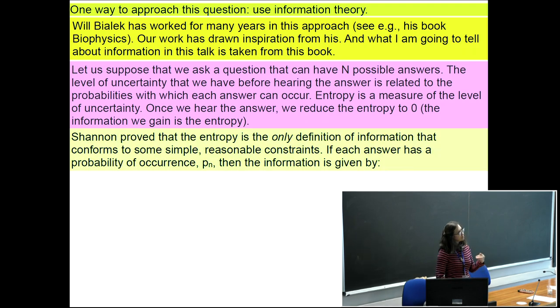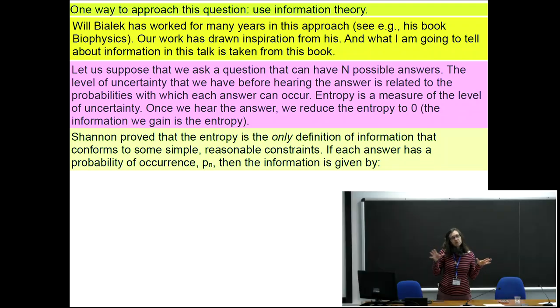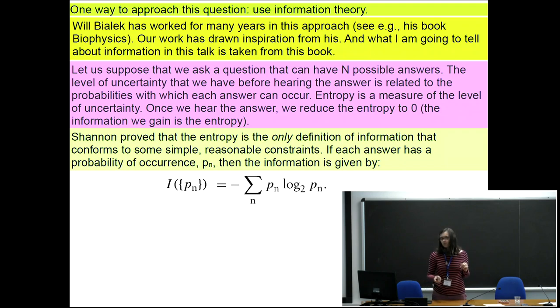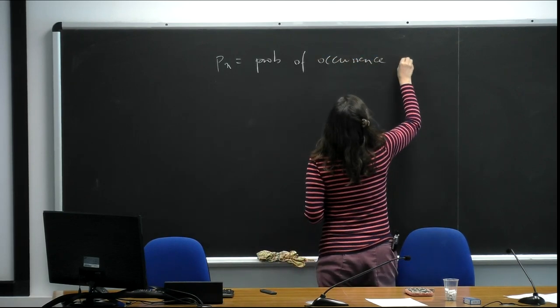And all this quantitative theory of information was started by a seminal work written by Shannon in the 40s. And he proved that the entropy was the only definition of information that abides by some simple rules that I'm not going to discuss here. But the expression that the information has is similar to the entropy, is this one. So here, Pn is the probability of occurrence of the nth answer.